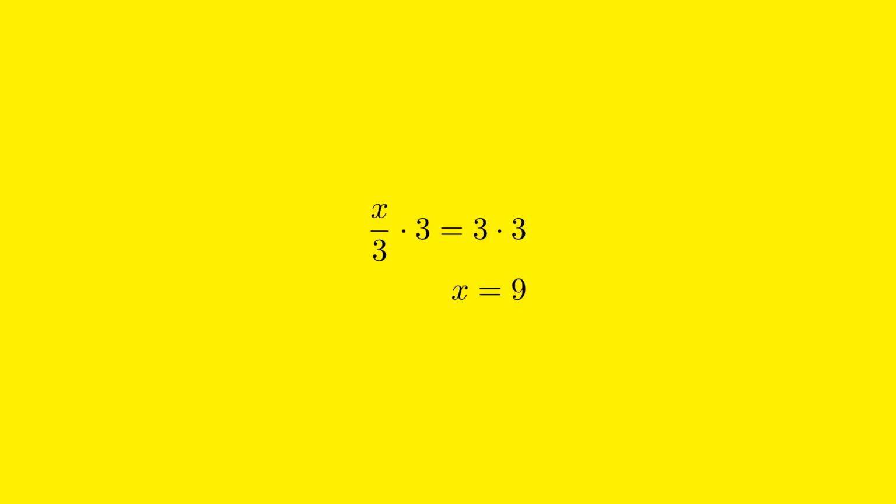Here is what the equation looks like after we do this. x divided by 3 multiplied by 3 equals 3 multiplied by 3. On the left side, dividing by 3 and then multiplying by 3 cancel each other out, leaving us with just x. Therefore, the right side simplifies to 3 multiplied by 3, which equals 9. Now the equation reads x equals 9.